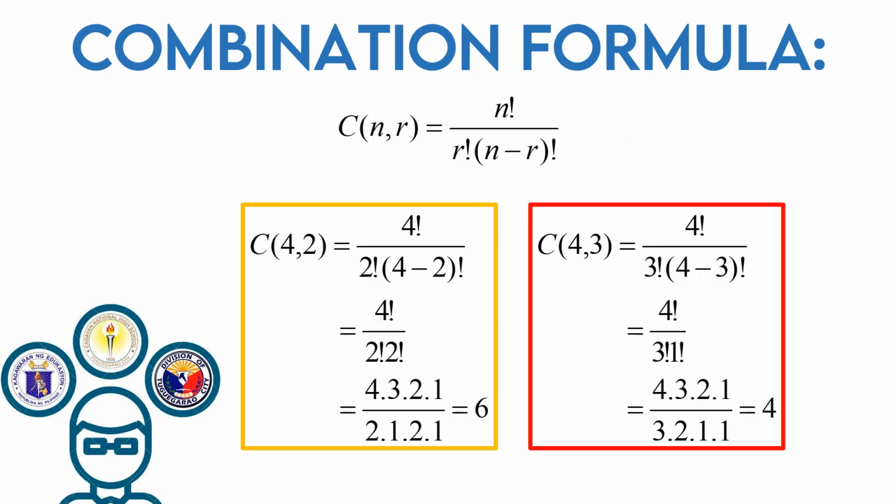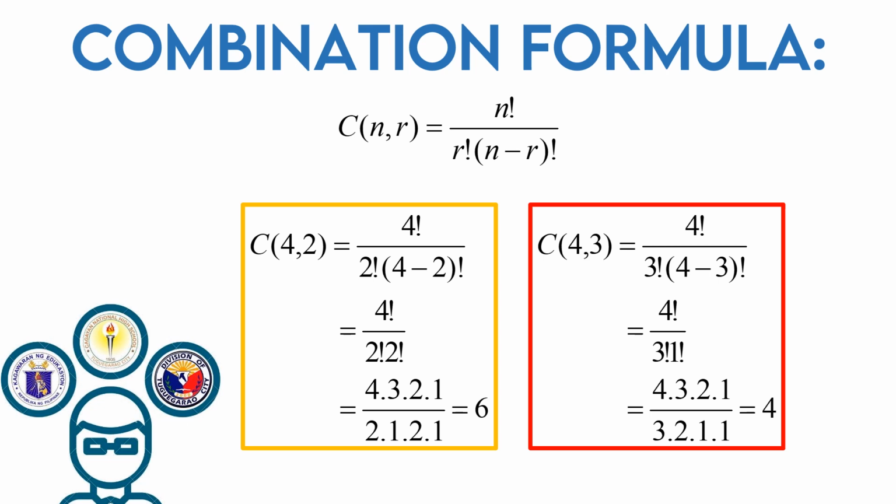Let's illustrate our formula using our first two examples. That's combination of 4 objects taken 2 at a time. Our answer earlier was 6. So that gives us 4 factorial all over 2 factorial times 4 minus 2 factorial. That gives us 4 factorial over 2 factorial times 2 factorial, which expands to 4 times 3 times 2 times 1 all over 2 times 1 times 2 times 1, which gives us an answer of 6.